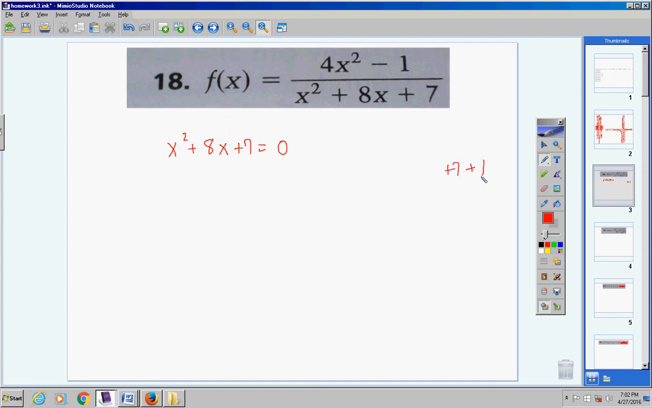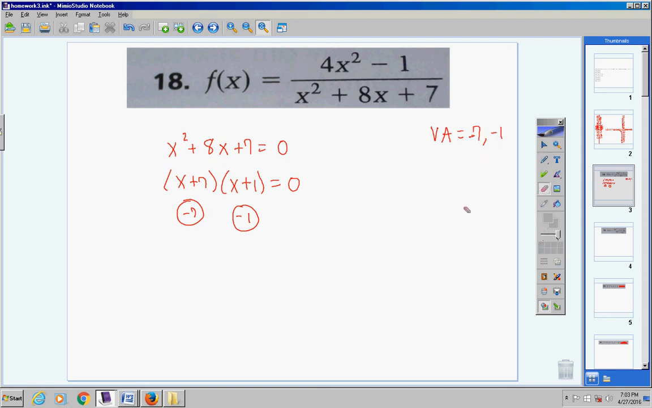Multiply those, you get 7. Add those, you get 8. So the factorization would be (x + 7)(x + 1). Set this group equal to 0 and solve: negative 7. Set this group equal to 0 and solve: negative 1. So your vertical asymptotes are x = negative 7 and x = negative 1. Okay, so there are your vertical asymptotes.